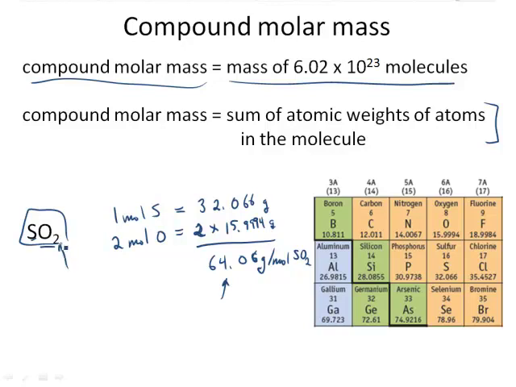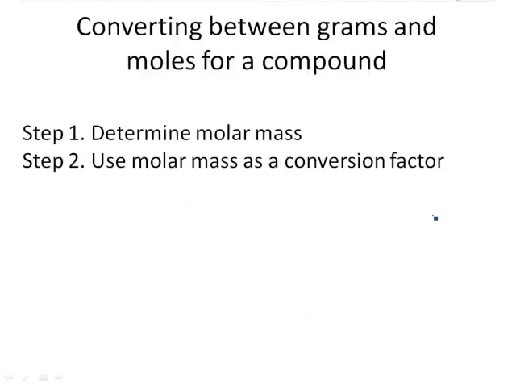Note, of course, that you need to use the number of atoms in the molecule, not simply the listing up. You wouldn't, for example, just add 15.9994 plus the 32.066. You have to account for the fact that there are 2 oxygens there. When you're converting between grams and moles for a compound, using the molar mass, you have to determine the molar mass of the compound first, and then use the molar mass as a conversion factor, as we saw a minute ago for atoms, for elements.